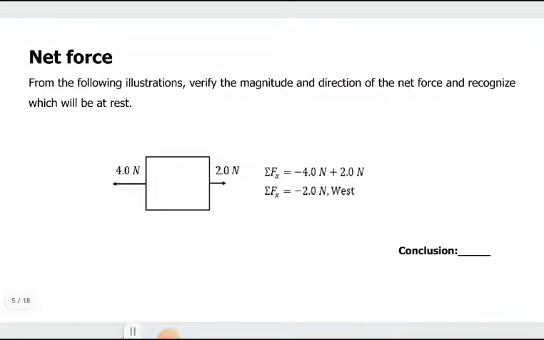Let's have another example. So this one, the object is experiencing forces along the x-axis. So we have a 4 Newton force directed to the left. Left is negative. Left is the same as west. We also have a 2 Newton force directed to the right. It is positive.